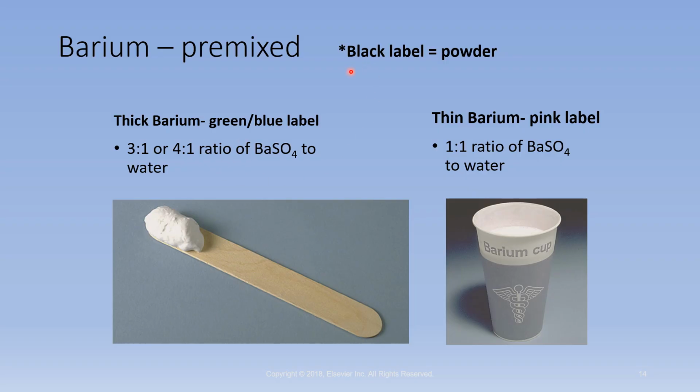If the label on there is black, then it means that you mix it to the consistency that the radiologist asks for. So it would be powder, and if he says, I want thin but not all the way thin, but not quite thick, then maybe you're 2 parts barium, 1 part water, and then you would mix that up. Because it is a colloidal suspension, you have to continually shake that before the exam starts so that it doesn't layer out.